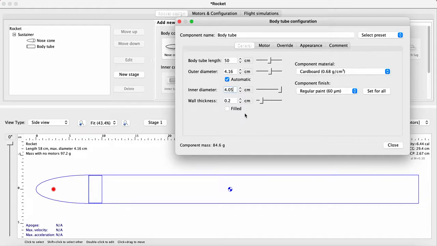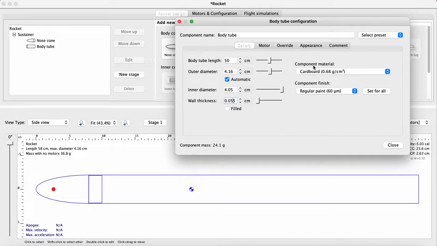Okay. Now, what does that say about the wall thickness? Well, the wall thickness has to be the difference between the outer and inner diameter divided by 2, because one full diameter includes 2 walls of the tube, right? So the difference between these is 0.11. Divide that by 2, you get 0.055. So that must be the wall thickness of our body tube.